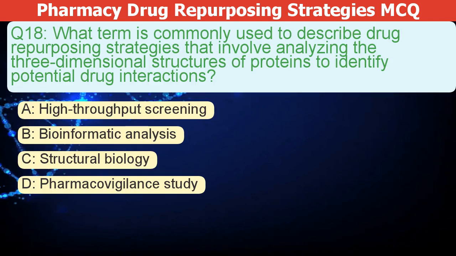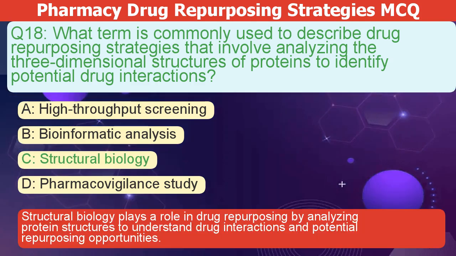What term describes drug repurposing strategies using protein 3D structures to find drug interactions? A. High throughput screening. B. Bioinformatic analysis. C. Structural biology. D. Pharmacovigilance study. The correct answer is C. Structural biology plays a role in drug repurposing by analyzing protein structures to understand drug interactions and potential repurposing opportunities.